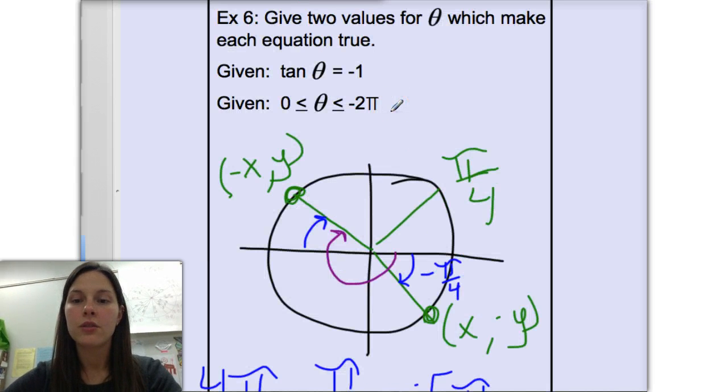So again, clarifying those two angles we just found, theta would be negative pi over 4 or negative 5 pi over 4.